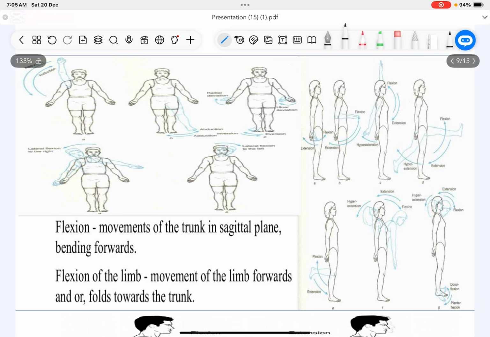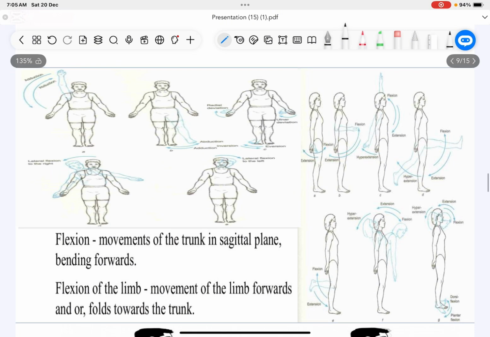Now we are going to discuss the movements. So on screen you can see there are different movement images. Let's start with flexion. So the first is flexion. Flexion can happen in trunk, flexion can happen in limb. So when the trunk moves in sagittal plane bending forward, that is called flexion.